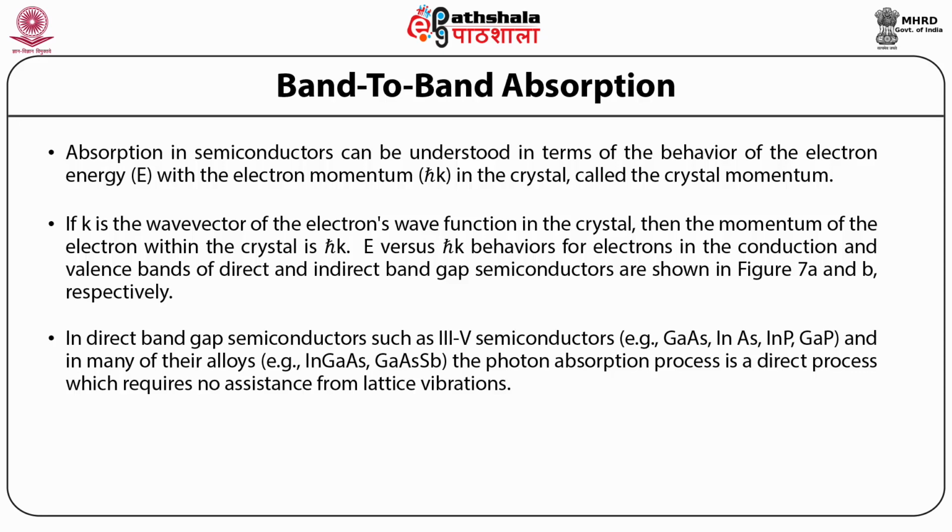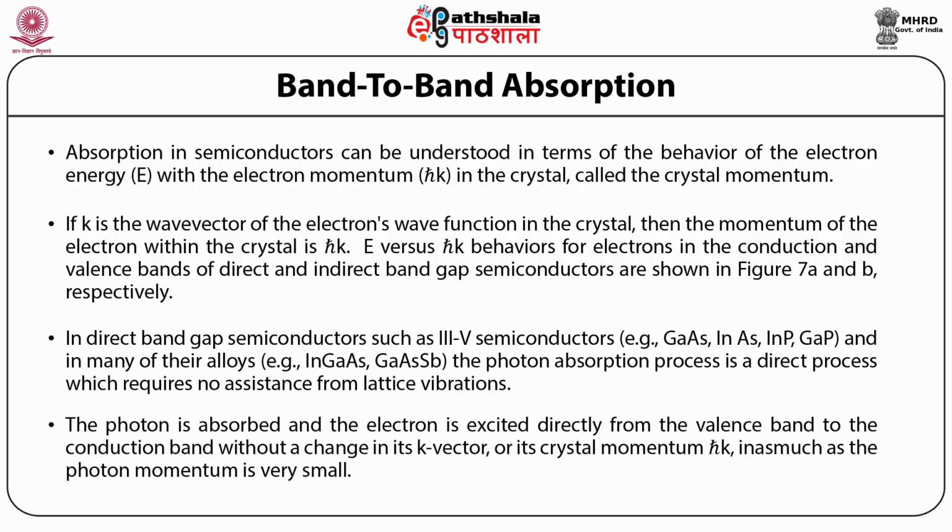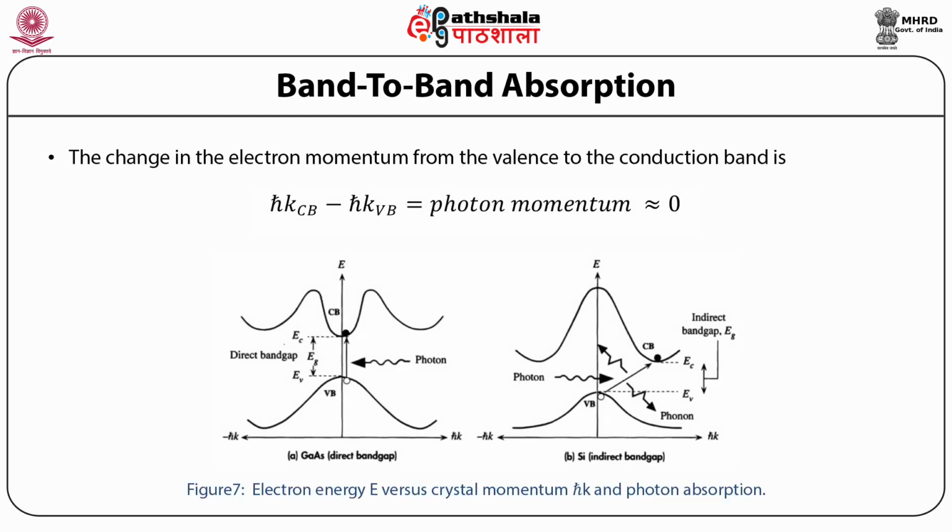In direct band gap semiconductors such as III-V semiconductors, for example gallium arsenide, indium phosphide, gallium phosphide, and in many of their alloys like indium gallium arsenide antimonide, the photon absorption process is a direct process which requires no assistance from lattice vibration. The photon is absorbed and the electron is excited directly from the valence band to the conduction band without a change in its k vector or its crystal momentum h cross k. Inasmuch as the photon momentum is very small, the change in the electron momentum from the valence to the conduction band is 0.